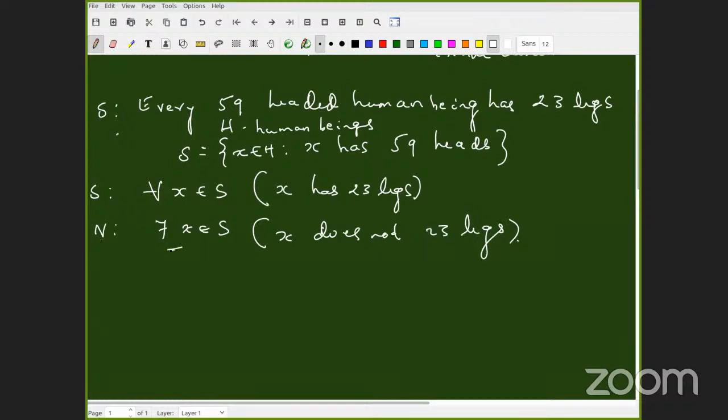The negation promises a 59-headed human being with some property. Forget about this property. It says I can find a 59-headed human being. That's the problem. Therefore, the negation has to be false. Negation is false. Therefore, the original statement is true.